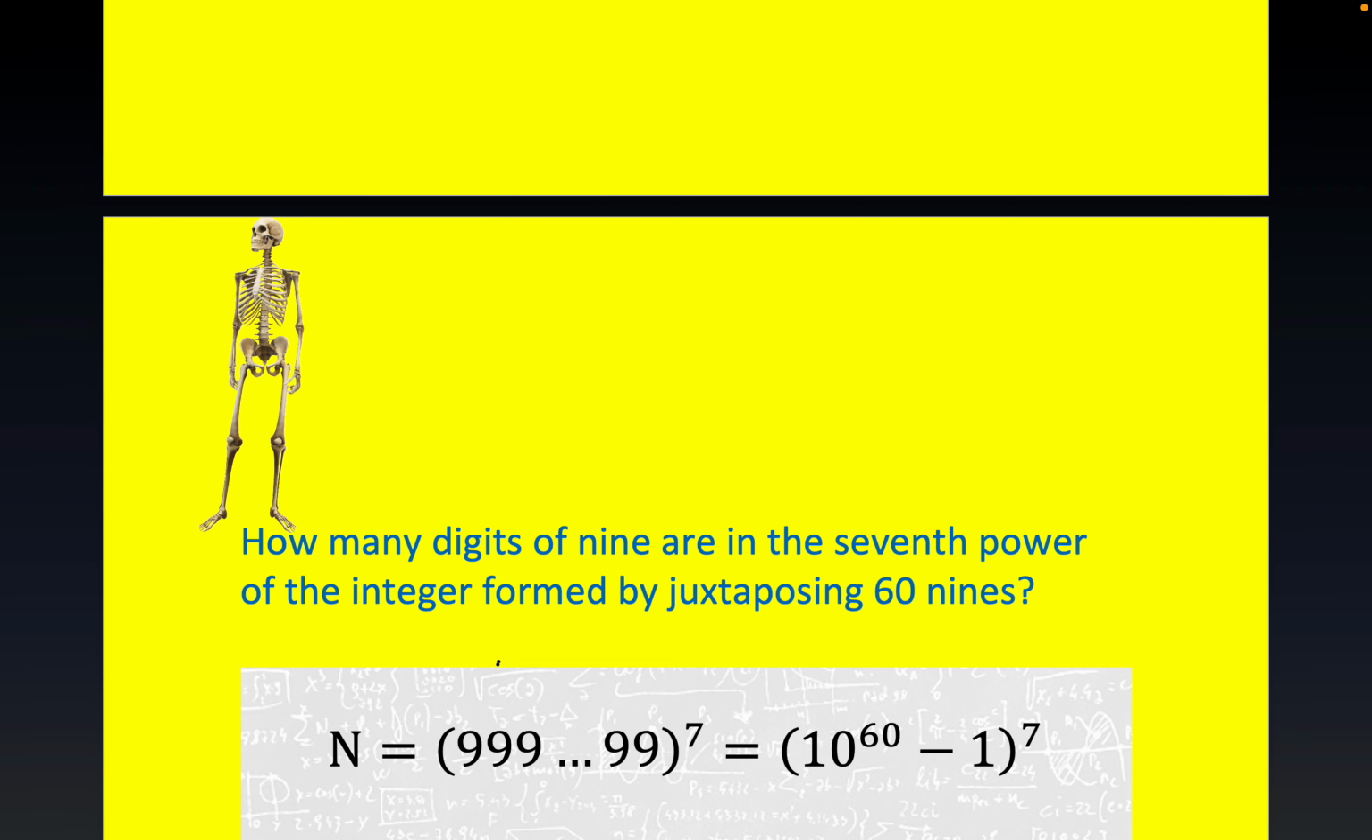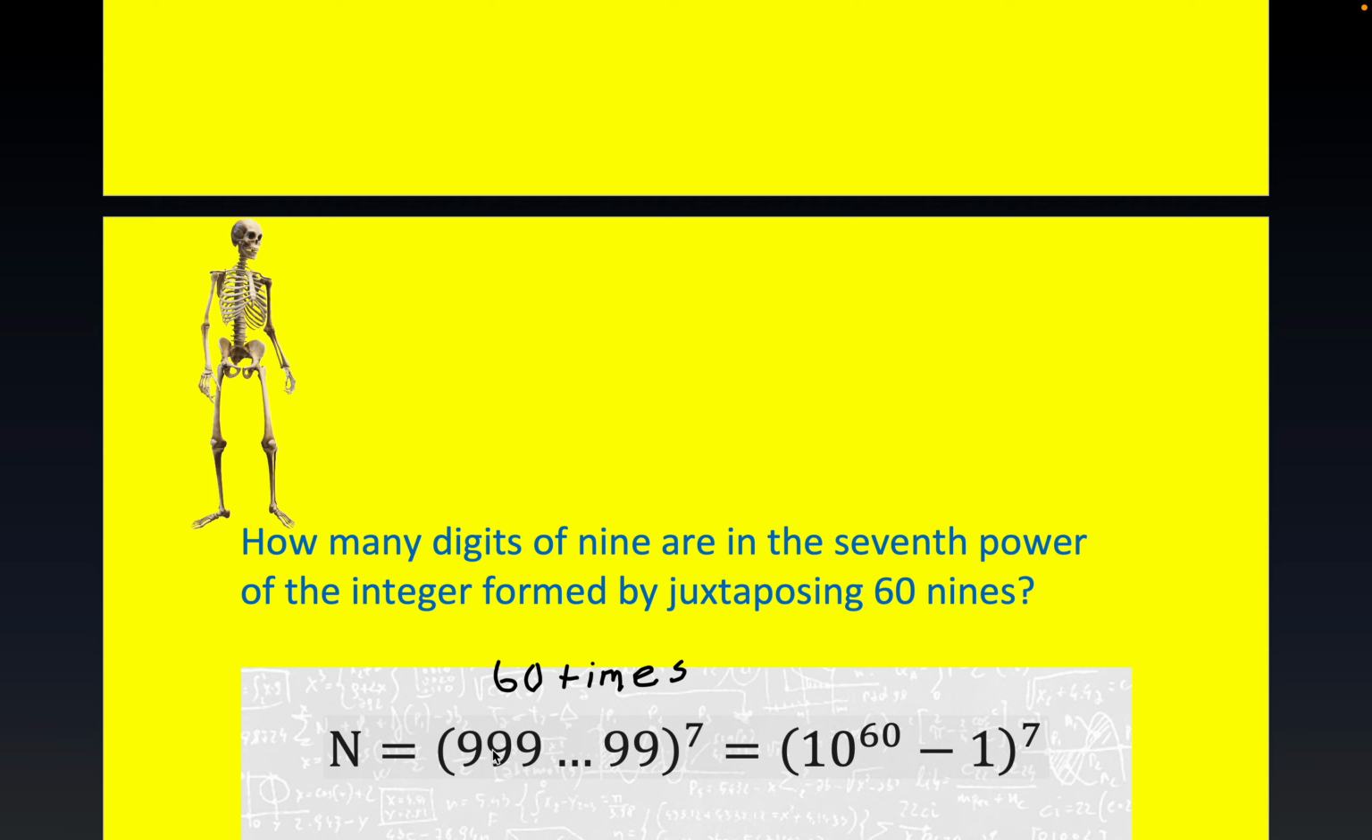Everybody, another problem that seems almost impossible when you first read it, and this is what I'm trying to convey here by juxtaposition. You just have a bunch of digits next to each other, and in this case we have 60 of the digits 9. Okay, and we're raising it to the 7th power.